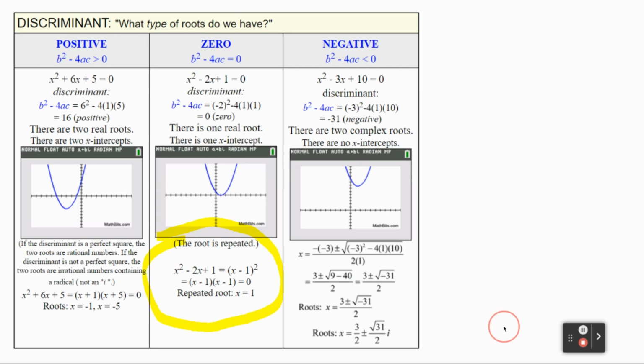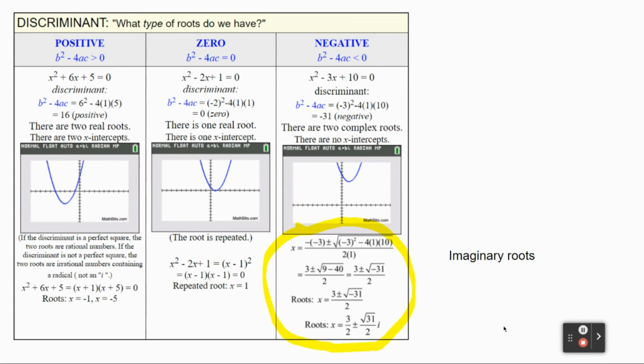And then, of course, if you have a negative discriminant, you're going to have imaginary roots. In other words, no real x-intercepts.